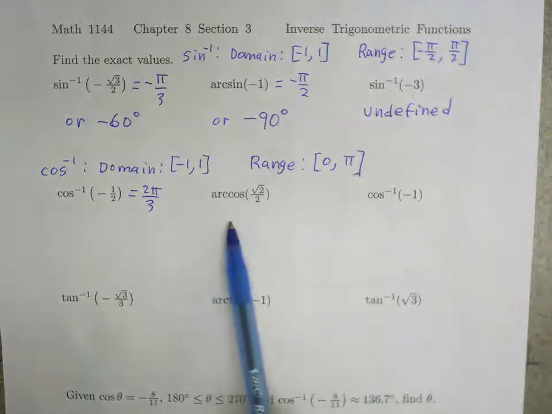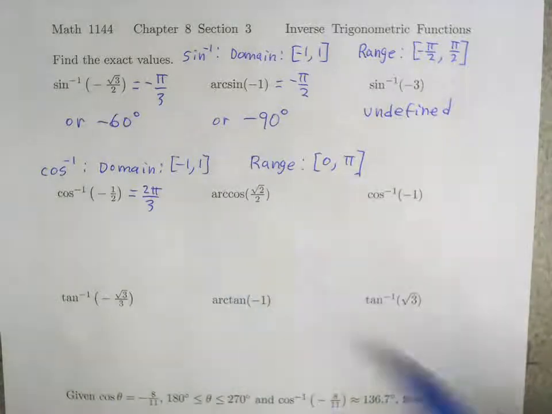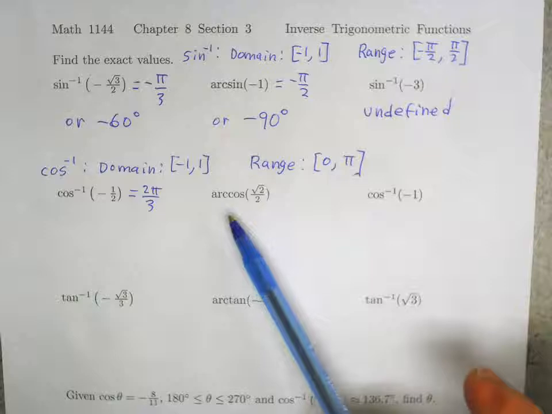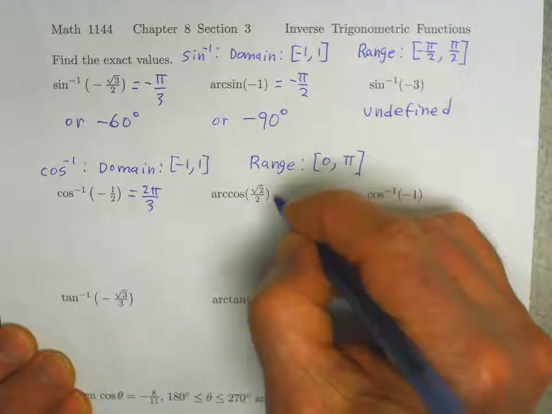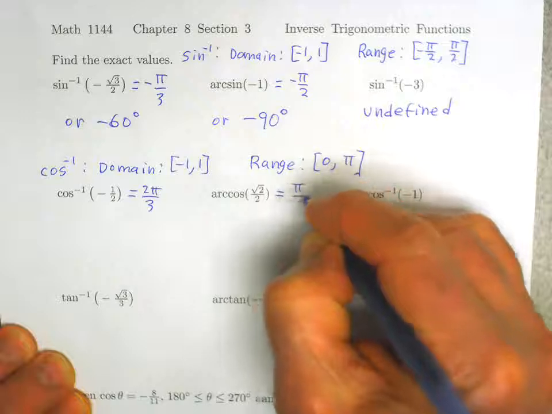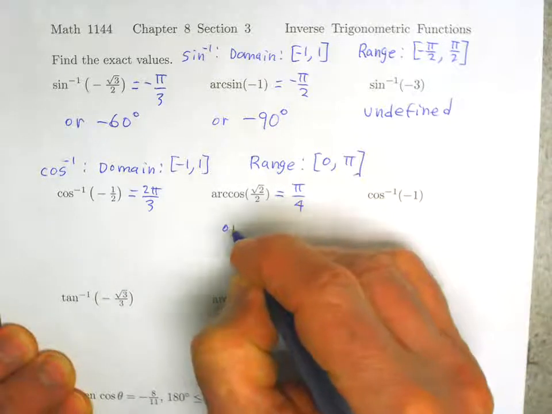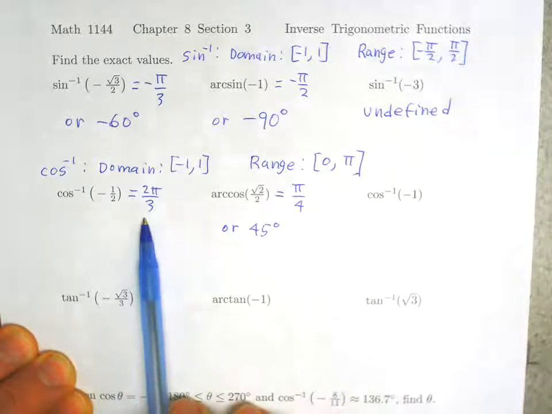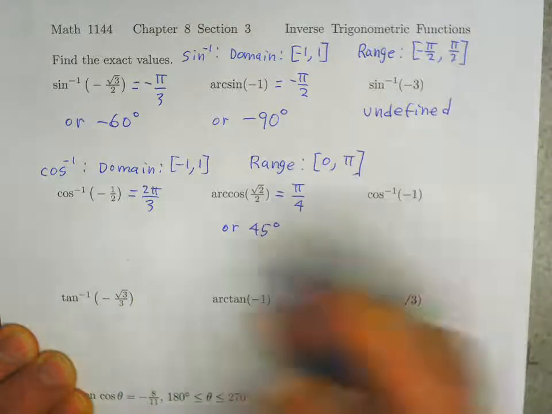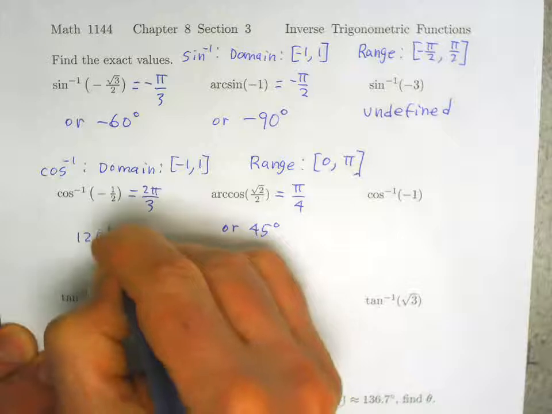Okay, the arc cosine of the square root of 2 over 2. The angle whose cosine is the square root of 2 over 2 is pi over 4, or 45 degrees. Over here, this one, 2 pi over 3, is equivalent to 120 degrees.